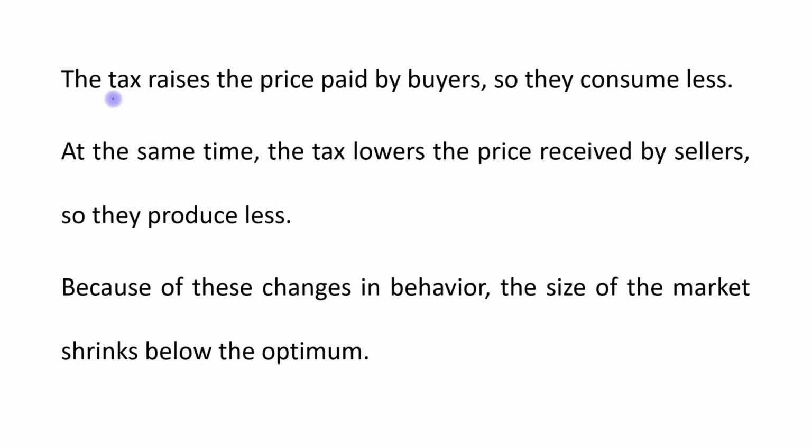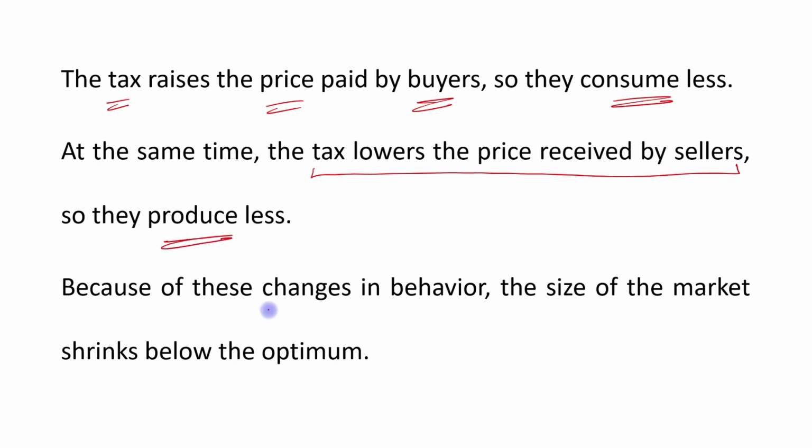So when the government imposes a tax, it raises the price paid by the buyers, so they consume less. At the same time, the tax lowers the price received by the sellers, so they produce less. And because consumers are consuming less and producers are producing less, the size of the market will shrink below the optimum.